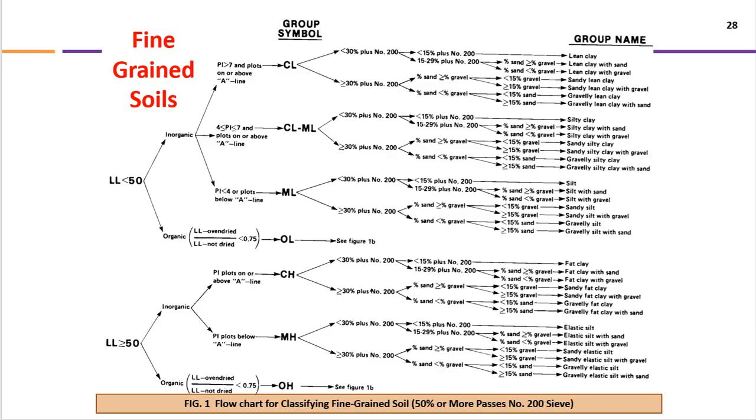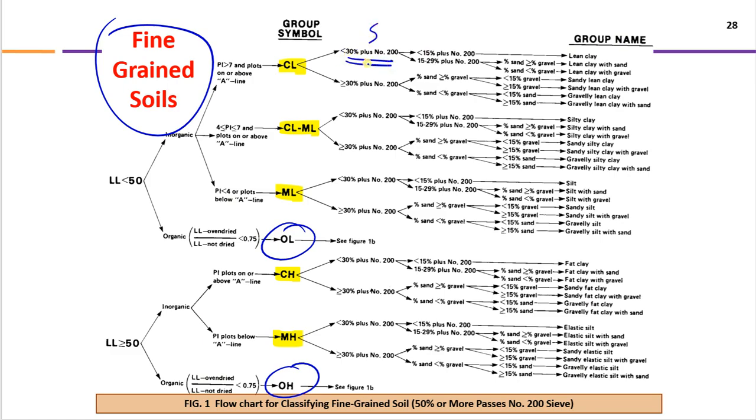So this is a flow chart, a chart for classifying those soils. If you look at the fine grained soil, we have 1, 2, 3, 4, and 5 groups. I'm not considering these organic soils. So there are 5 groups for these fine grained soils. We go through, and then we end up in one of the categories. Here on this chart, something important is written: 30% plus number 200 sieve. What does plus number 200 mean? Plus number 200 means it is retained on the 200 sieve, not passing. Whenever there is a plus sign, it means retained on that sieve.